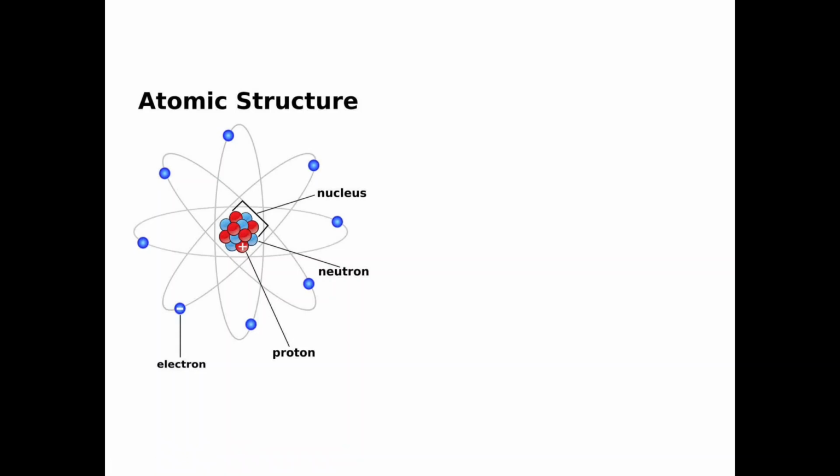So it was figured out that atoms actually consist also of other so-called elementary particles. And we have electrons, which are orbiting the central core of the atom. And this core of the atom consists of two types of elementary particles, protons and neutrons.